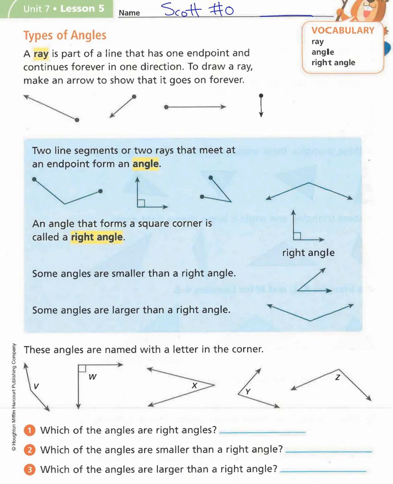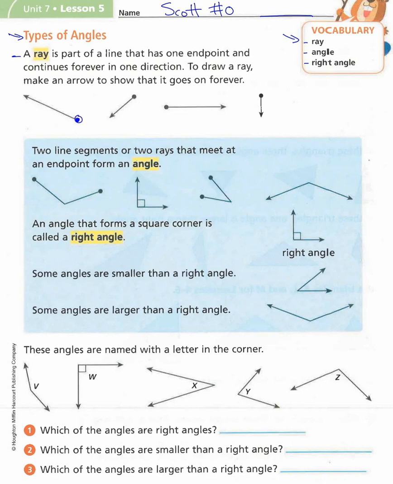So first off, we're going to start off with types of angles. And over here in our little vocabulary box, we have these words ray, angle, and right angle. So we're going to talk about those right now. So first, let's talk about a ray. A ray is a part of a line that has one end point. That's that little dot, right? Like right there. That's the end point.